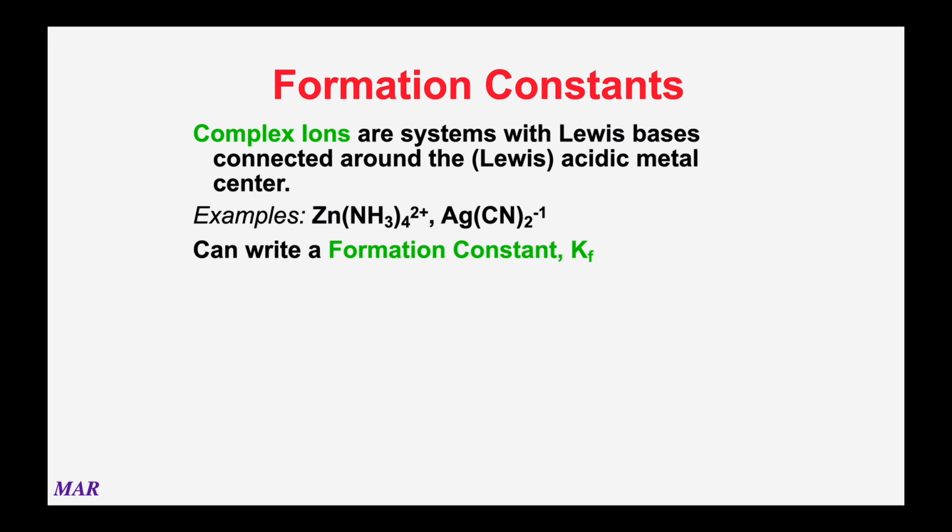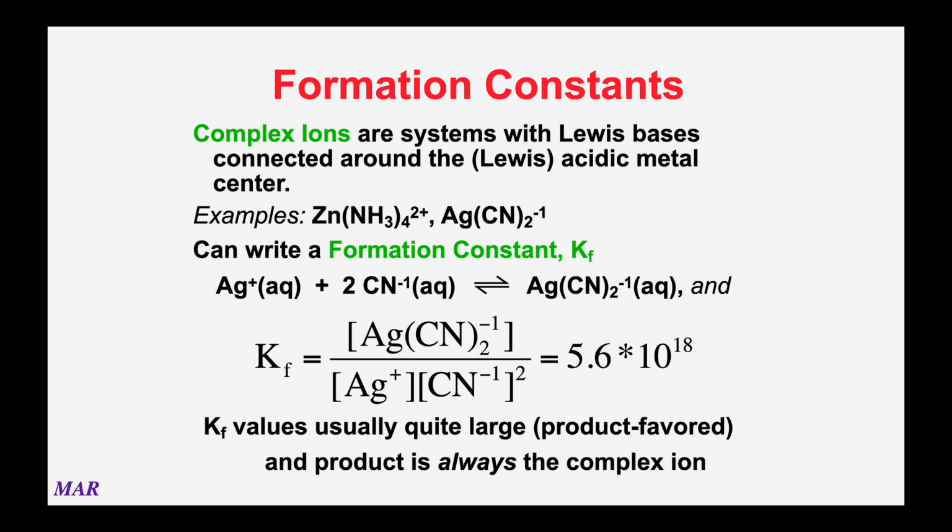Formation constant, again, is just taking the individual pieces to make the complex ion. So for the AgCN2 thing, you would have 1 silver and 2 cyanides as your reactants, and the complex ion would be the product. So notice this is kind of the opposite of KSP. KSP had the solid as a reactant, and the products were the ions. And here it's like the ions are the reactants and the complex ions are the products. But anyway, the KF for this one, 5.6 times 10 to the 18th, very large, very product favored.